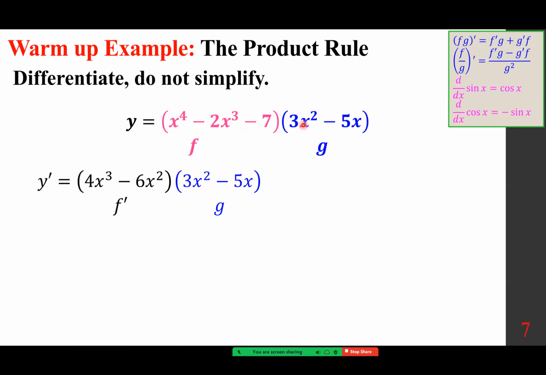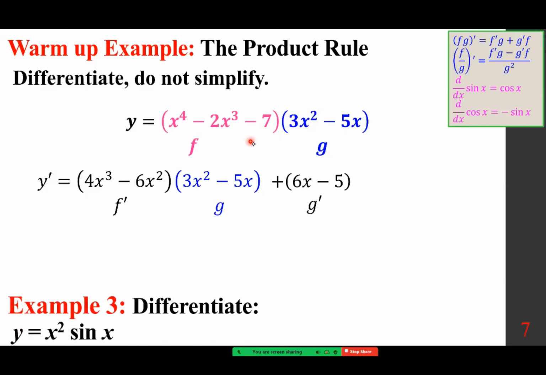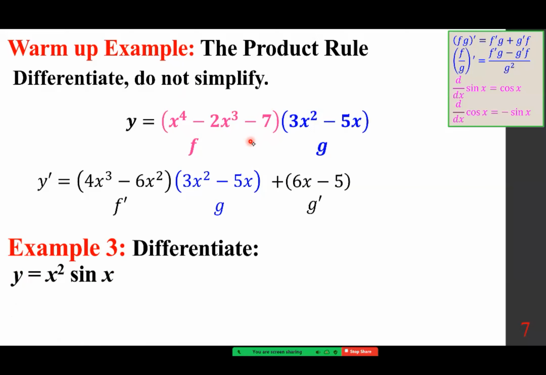Plus g prime. Here's g. G prime is 3 times 2x, or 6x, minus 5, times f. Just write the red function now. Okay.